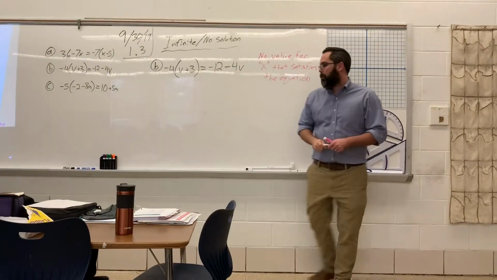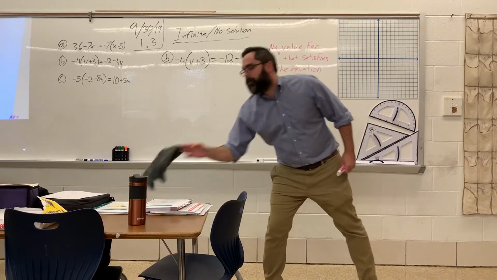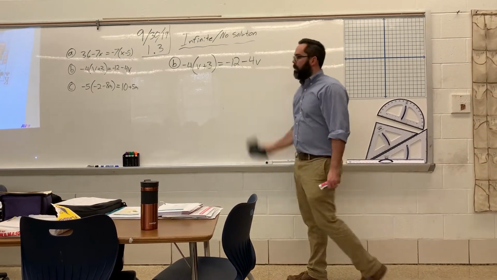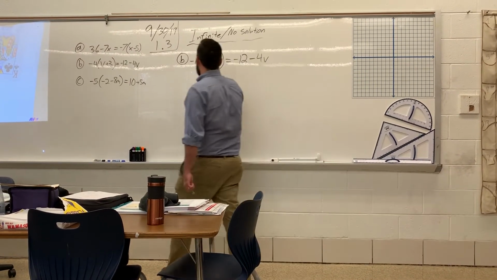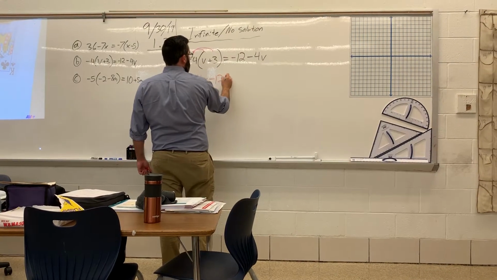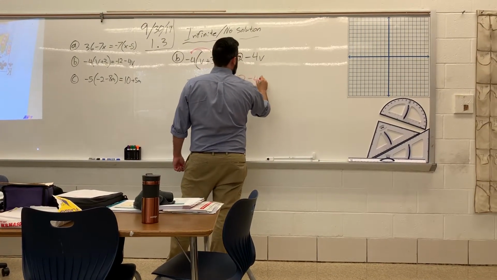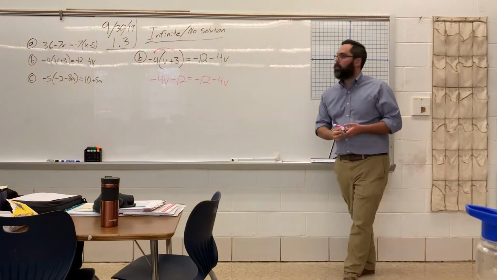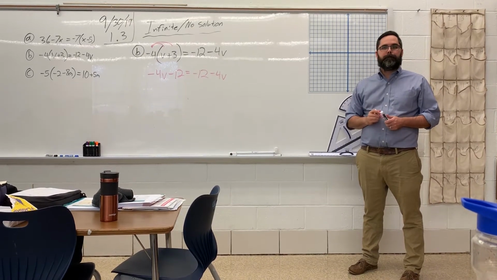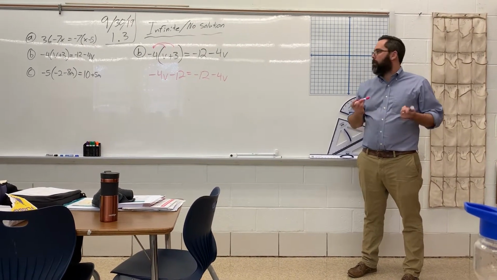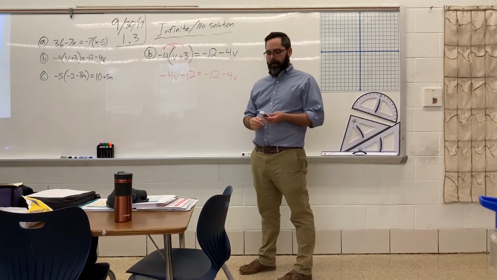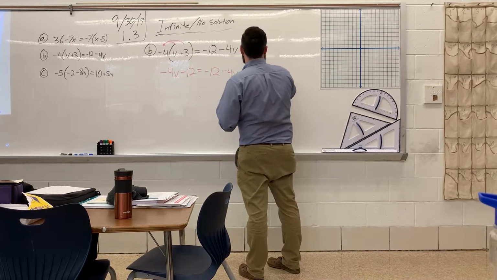All right. First step, simplify both sides of the equation. So that means distribute. Negative 4v minus 12 equals negative 12 minus 4v. Now right here, you should notice what? It's the same on both sides. So at this point, you can already stop and you can just write infinite solution.